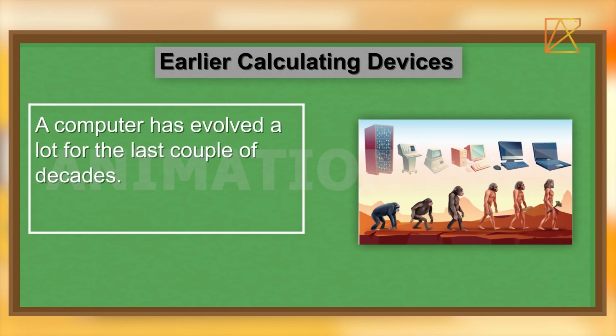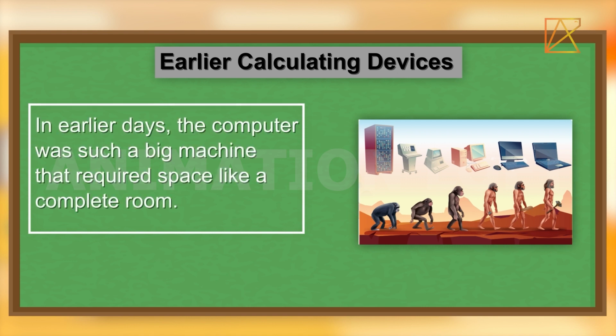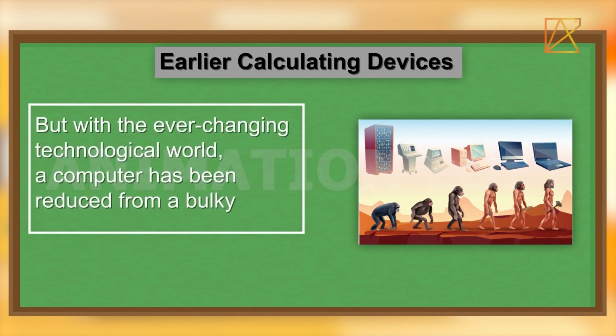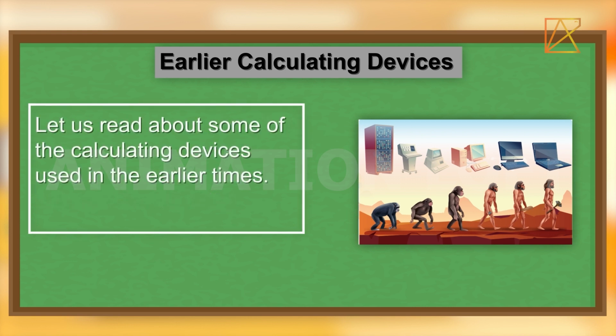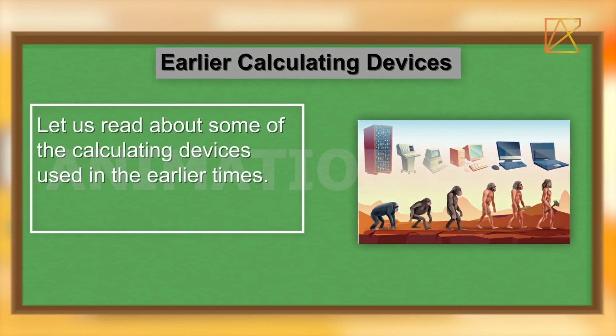A computer has evolved a lot in the last couple of decades. In earlier days, the computer was such a big machine that it required space like a complete room. But with the ever-changing technological world, a computer has been reduced from a bulky machine to as small as that of a notebook. Let us read about some of the calculating devices used in the earlier times.